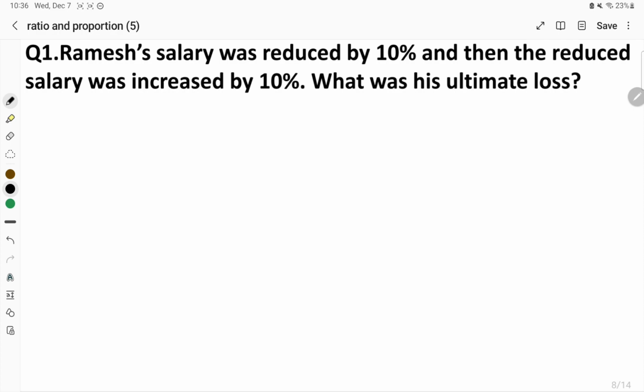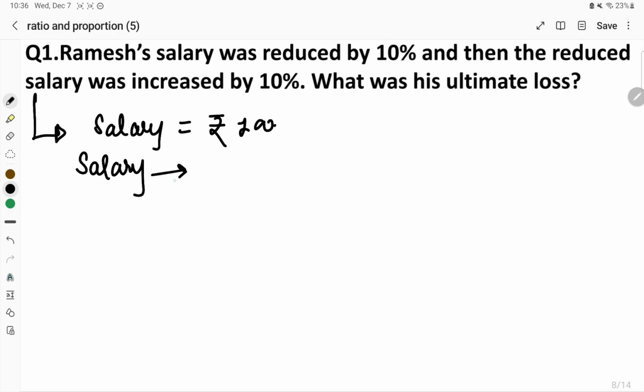Let us try to understand it in detail now. Consider that the salary of Ramesh is rupees 100. If this salary has been reduced by 10%, what is the loss? What is 10% of rupees 100? It is rupees 10, ma'am. So what will be the left salary? The left salary will be rupees 90.